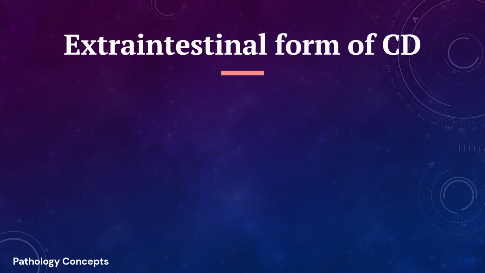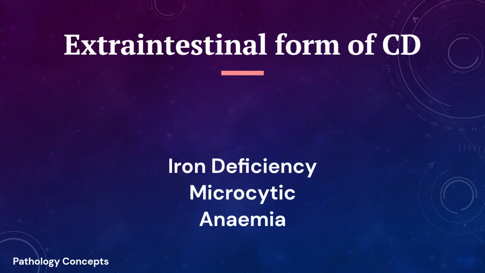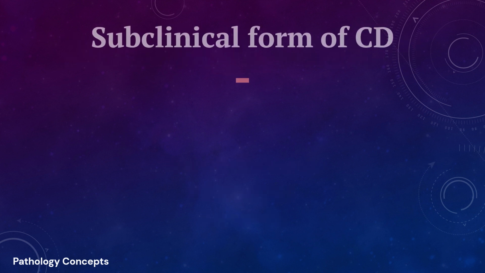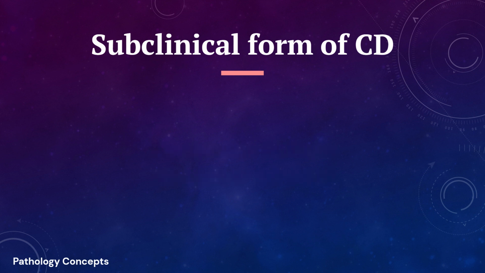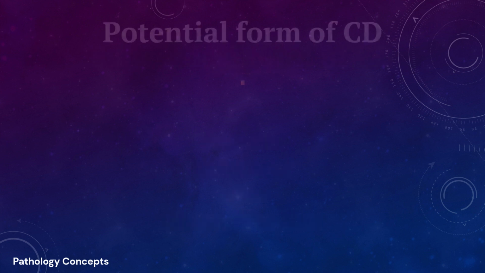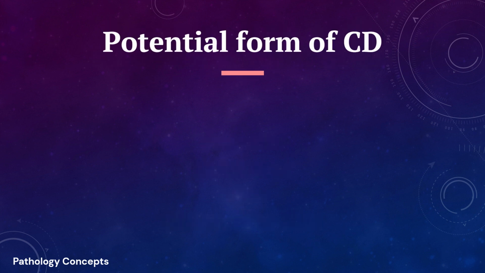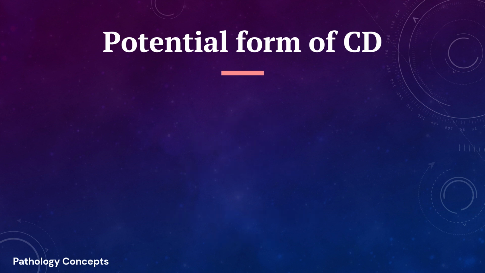The extraintestinal symptoms are common in both children and adults, and they include iron deficiency, microcytic anemia. The subclinical form includes patients with symptoms and signs below the clinical identification threshold and are often recognizable only after the appreciation of beneficial effects induced by a gluten-free diet. The potential form of celiac disease is characterized by positive serological and genetic markers with normal intestinal mucosa. It is called the potential form of celiac disease.